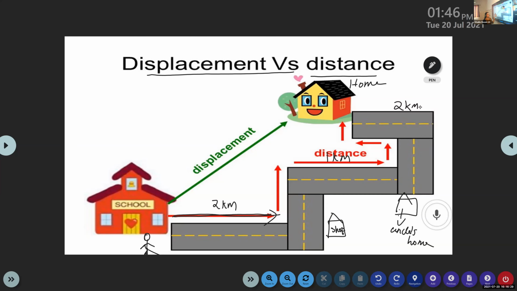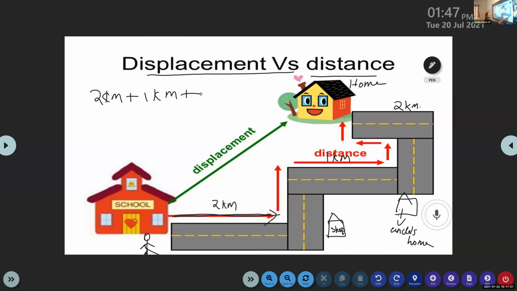So, what is the total path covered by this student on the first day? When he leaves the school, first he moved 2 kilometers and reached the shop, bought something from there. Then he moved to his uncle's home, that is 1 kilometer away from the shop. Then he returns to his own home, that is 2 kilometers away. So what is the total path covered by the object? 5 kilometers. Yes, it is 5 kilometers. That is, from school to shop, it is 2 kilometers, plus from shop to uncle's home, it is 1 kilometer.